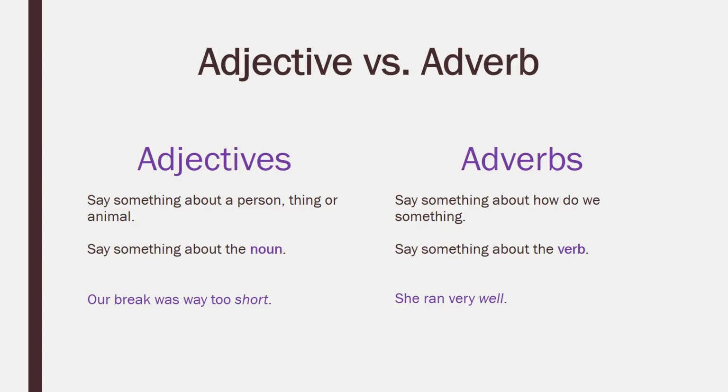Now adverbs say something about how we do something. So it says something about the verb, the action, verb, werkwoord. She ran very well. She did it very well. She ran very well. So well belongs with ran.